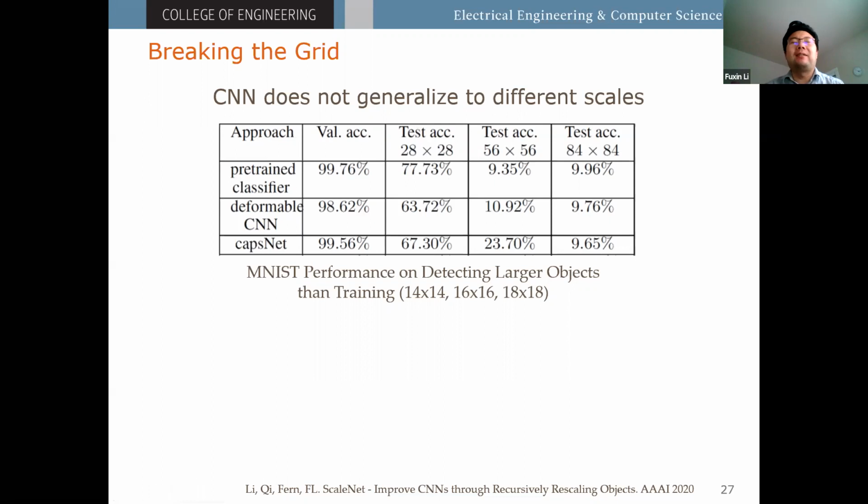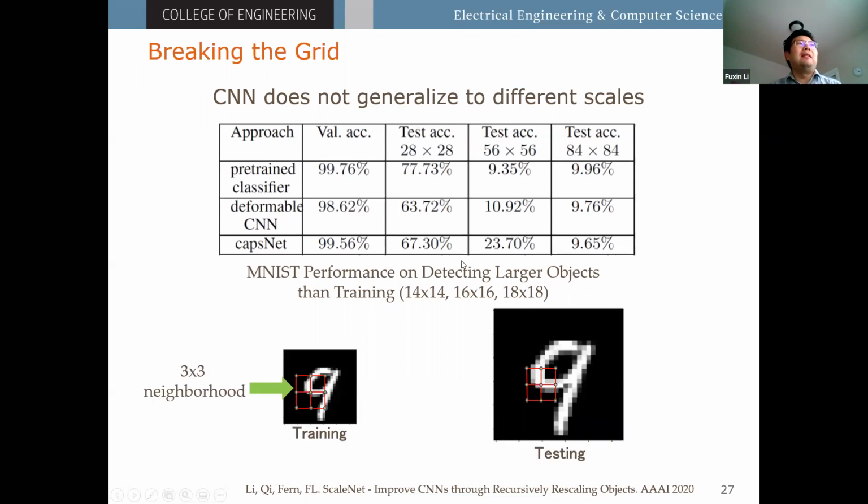it's almost chance already. It's very simple to explain this because of the 3 by 3 neighborhoods in CNNs. If you enlarge the image, the 3 by 3 neighborhood is falling on a totally different location in the image. So that's part of the things we actually learned from doing XNN research.